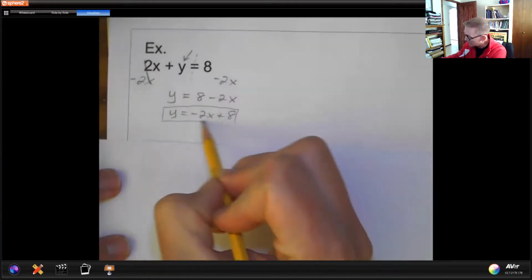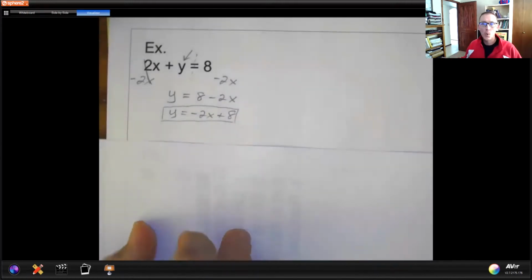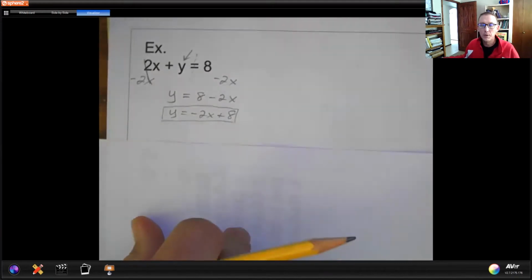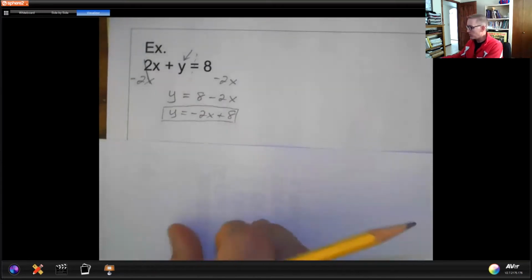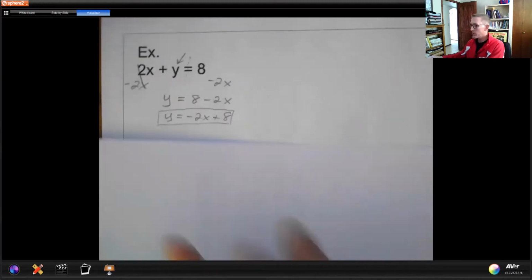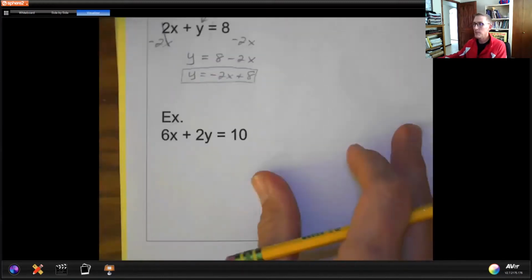Now, unlike when we were working in second quarter, we're not just going to have y equals a number. All right, this equation now, because it has two variables, is not going to just be a simple number at the end. And eventually, these two variables are going to work together. All right, so let's take a look at another example here, one that's just a little bit more complex.